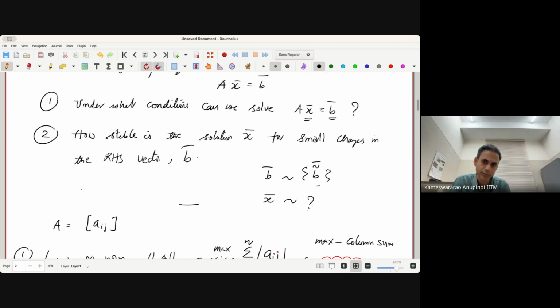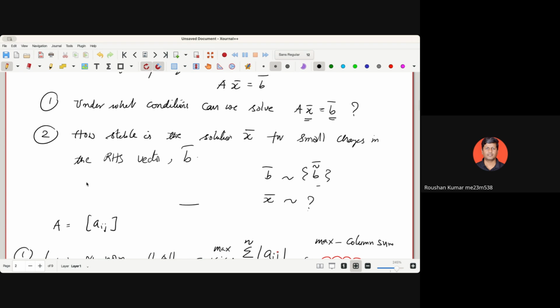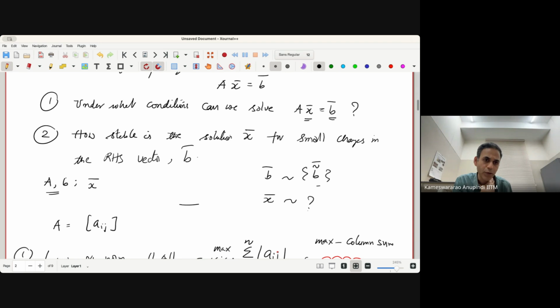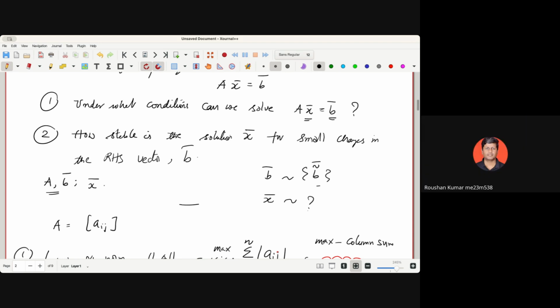Correct, correct. So my point is, for example, when I'm solving AX is equal to B, that means for a given value of A, I'll always be getting a fixed value of X, right, sir? For a given value of A, we are going to get a fixed value of X. So for a given value of A and B, you're going to get a certain value of X.